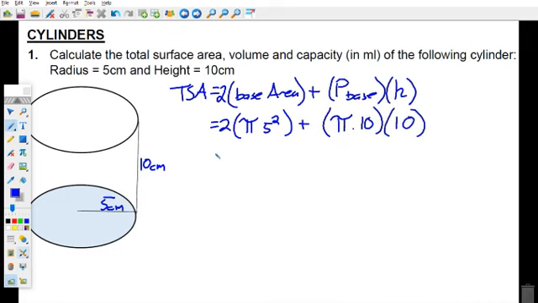So, plug that into our calculators. What do we get? What do you get? Quickly, now, quickly. Two times pi times 5 squared plus.